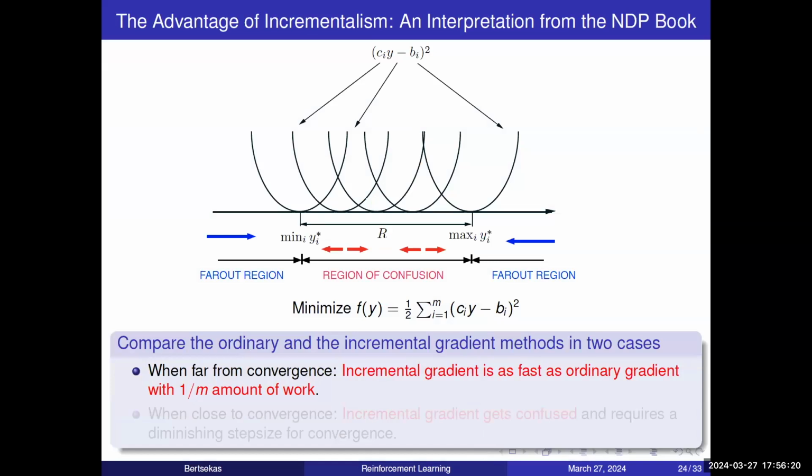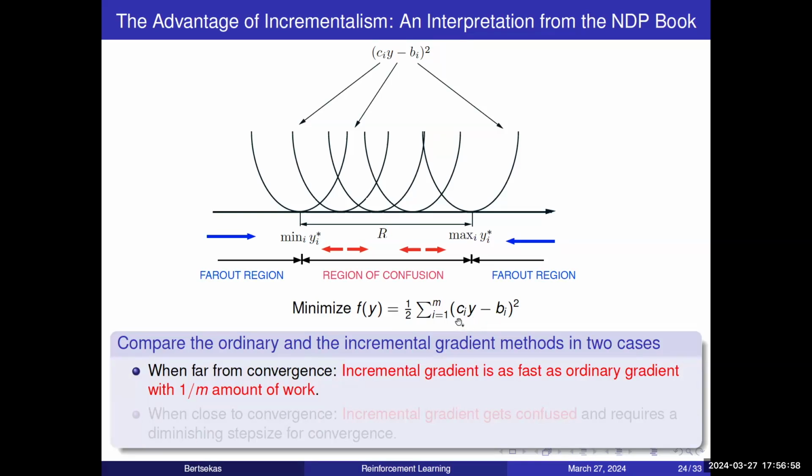Well, actually, intuitively, there is an elegant explanation. Suppose that this function f of y is the sum of squares, which is ci times y minus bi squared. And we would like to compute y such that this function is minimized.